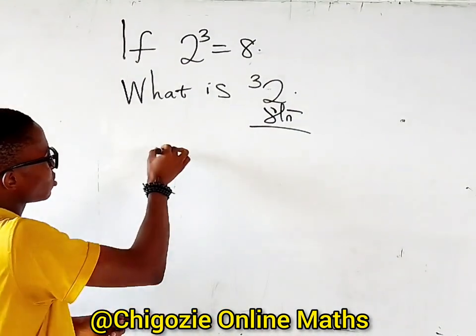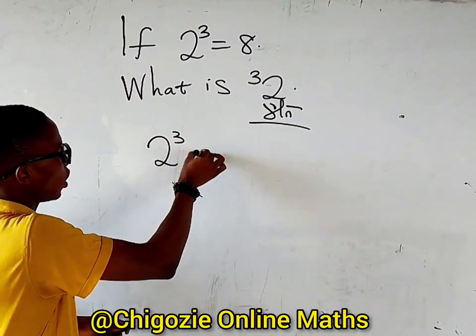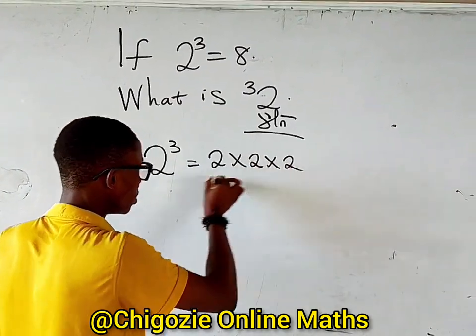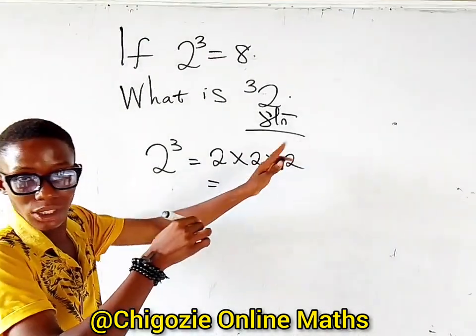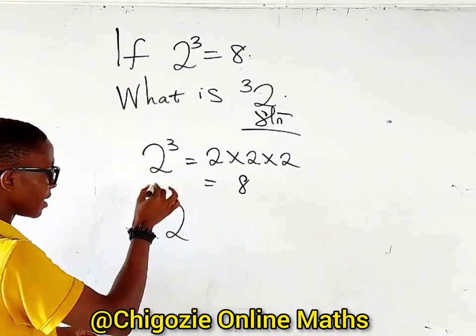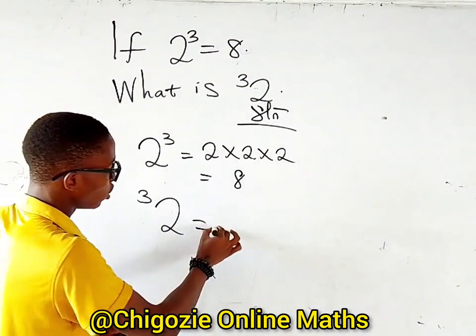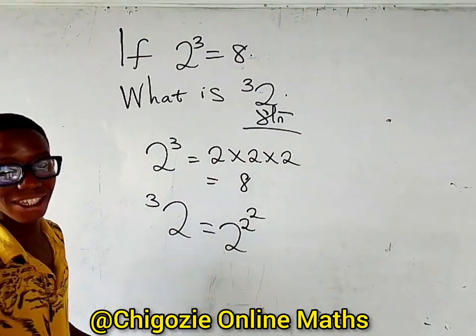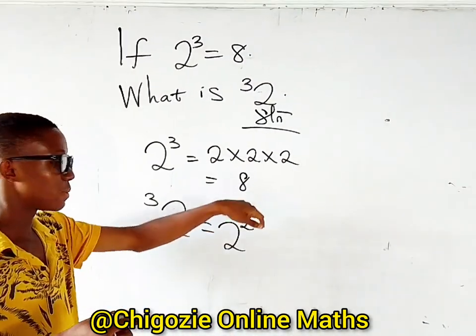Now we all know that 2 raised to power 3 is equal to 2 times 2 times 2, which is 2 times 2 is 4, 4 times 2 is 8. Now 2 tetration 3 is equal to 2 raised to power 2 raised to power 2. That's the meaning: 2 raised to power 2 raised to power 2.